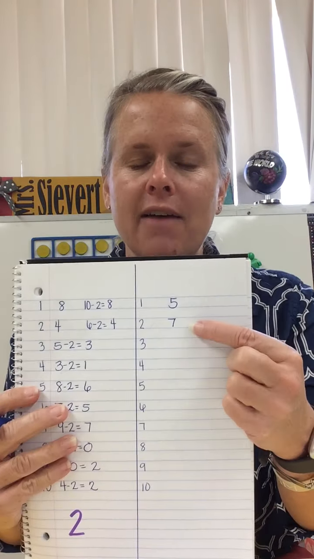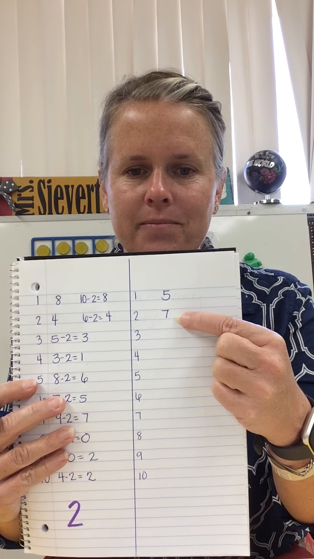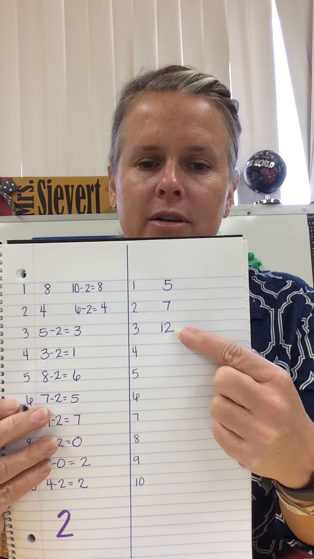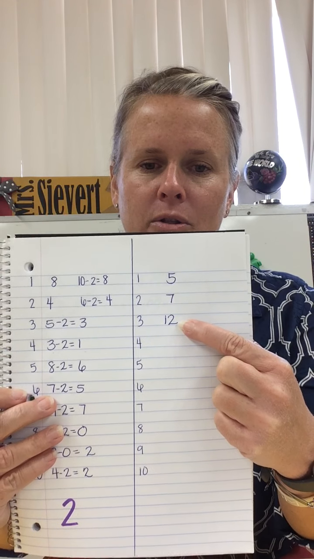Number 2 was a 7. There were 7 in the 10 frame. Number 3 was a 12. There were 12, so number 3 should have 12.